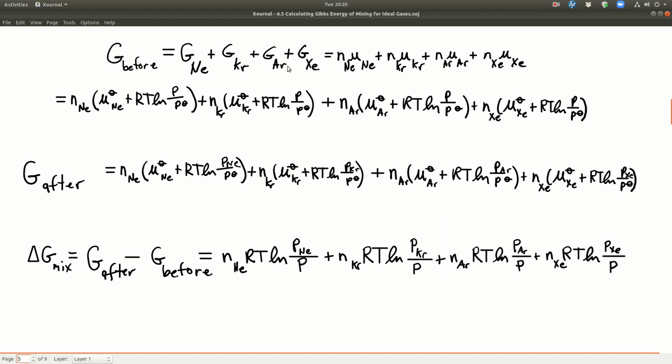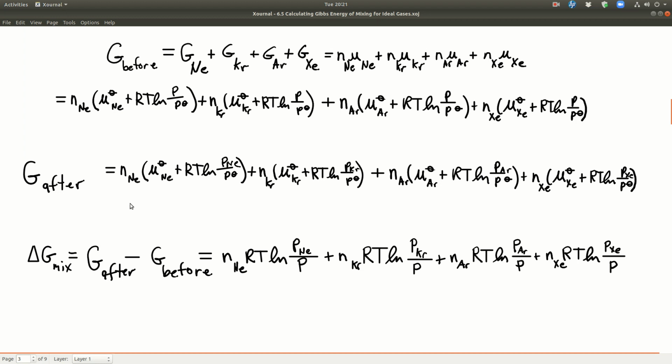So we could write it like this. There's a lot of letters, but it's all pretty simple. The Gibbs energy before is just the sum of the Gibbs energy of each of the components. I had neon, krypton, argon, and xenon in there, which we can write as the moles of each species times its chemical potential. We just reminded ourselves that the chemical potential can be written like this. So the Gibbs energy before will just be the moles of each of the species, neon, krypton, argon, xenon, times this factor inside the parentheses for each of those components.